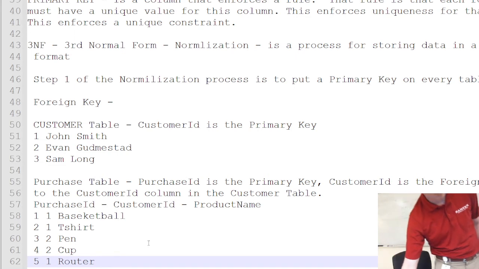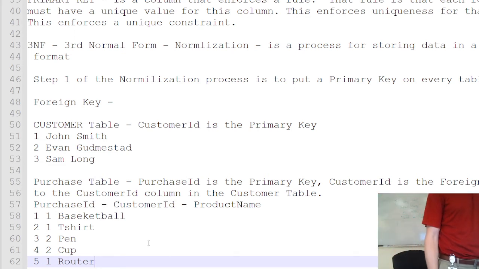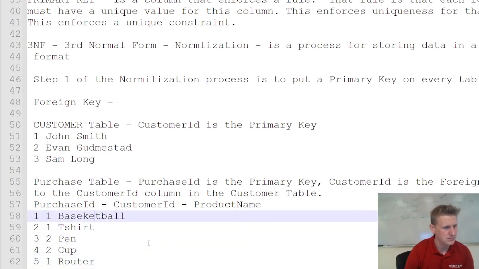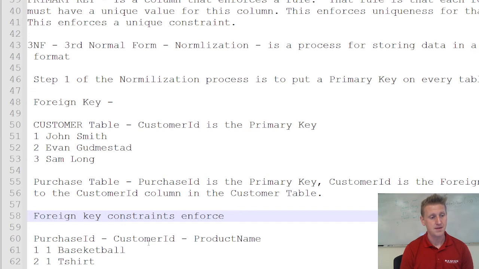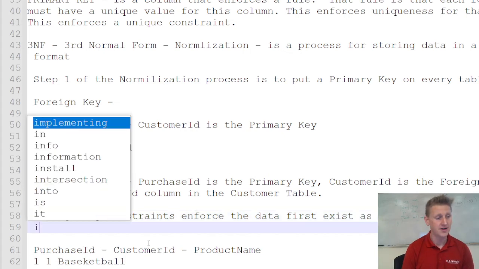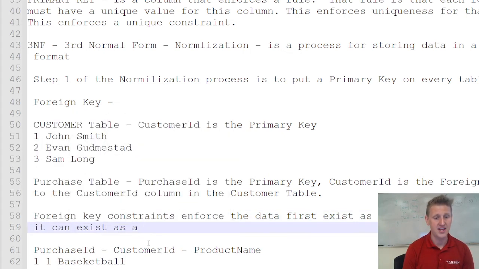Now let me ask you this. We talk about rules on the data, right? Primary key enforces uniqueness. What does a foreign key enforce? Foreign key constraints. Foreign key constraints enforce that the data first exist as a primary key value before it can exist as a foreign key value.